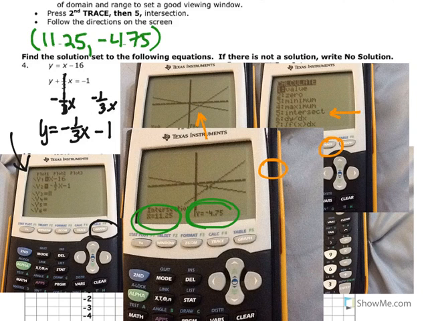I know it's a little cumbersome, especially with all these pictures, but we're going to try it again, and once you do this a few times, you'll get very good at it, and you'll be able to do it very speedily. Okay, so let's try number 5.